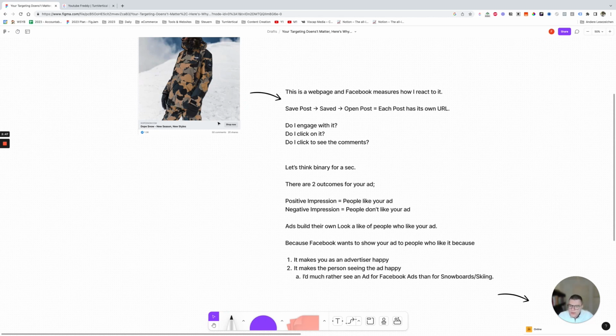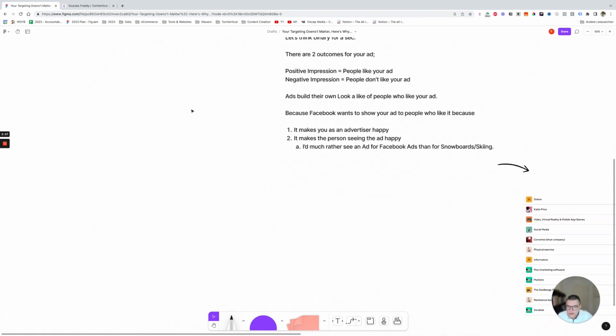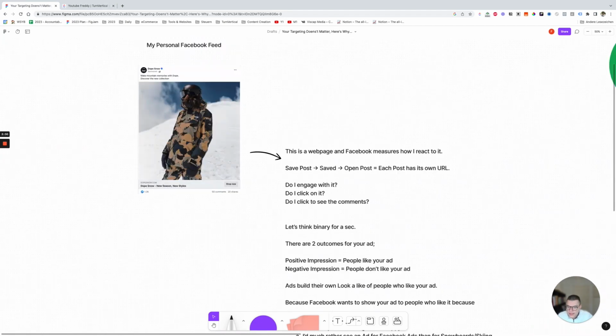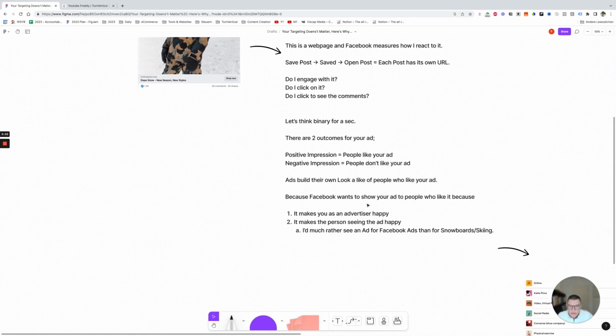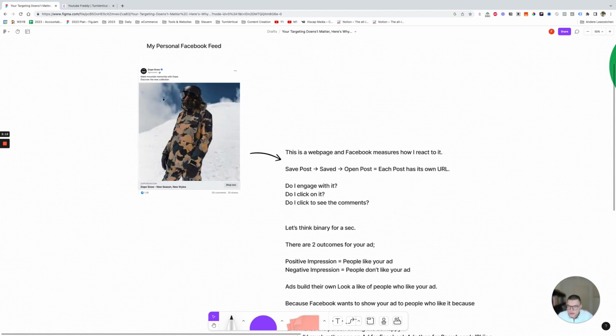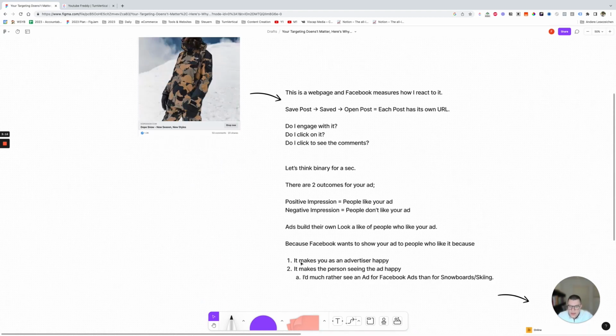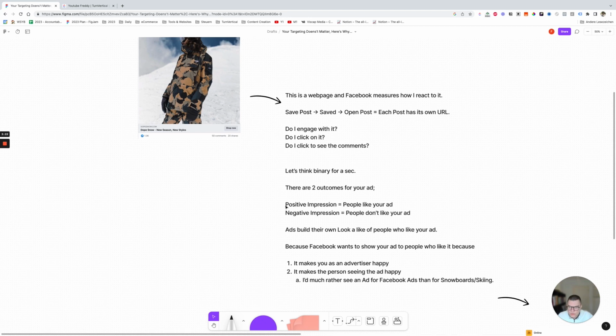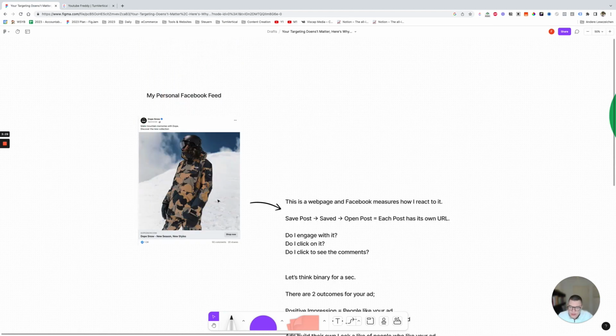I think it's clothing for skiers or snowboarders. And the way I react to this ad, Facebook learns my personal behavior, and also who the ad needs to be shown to for the advertiser to be happy. It's not necessarily a bad ad, it's just nothing for me. But ads build their own lookalike of people who like your ad, because Facebook wants to show your ad to people who like it. First of all, it makes you as an advertiser happy. If somebody purchases from this ad, this advertiser is happy. And it also makes the person seeing the ad happy. I would much rather see an ad for a Facebook ad tutorial than for snowboarding or skiing. I do ski, but it's nothing relevant to me right now. I would never purchase skiing clothing at the moment.